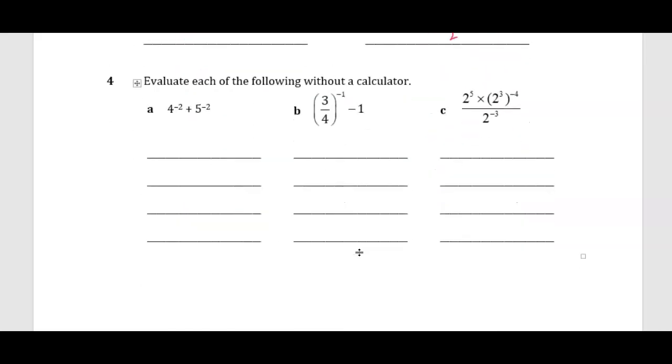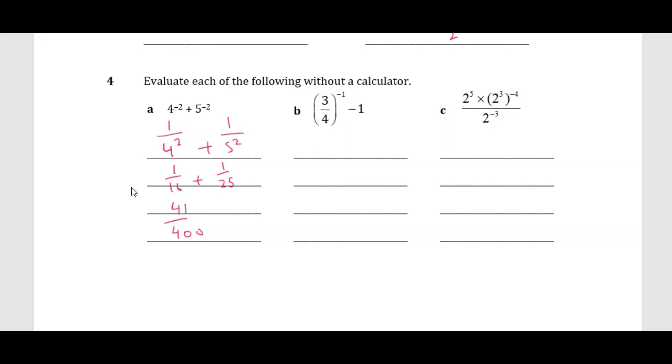All right, evaluate each of the following without a calculator. So 4 to the power of negative 2 is the same as 1 over 4 squared, plus 5 to the negative 2 is 1 over 5 squared. So 1 over 16 plus 1 over 25. Now, to add them, you do need the same denominator. Oh my gosh, I might just quickly do that. Otherwise, you could be waiting a while. All right, so that's going to be 41 over 400.